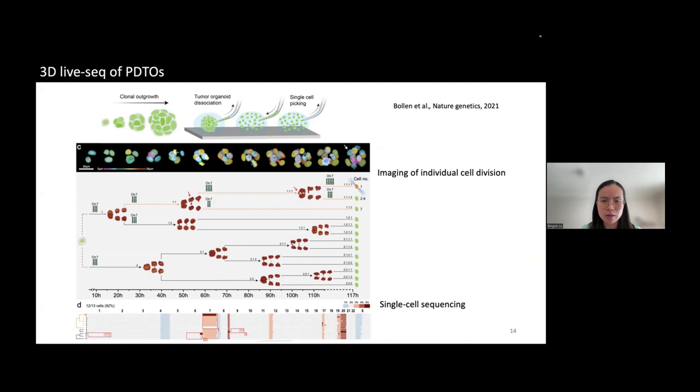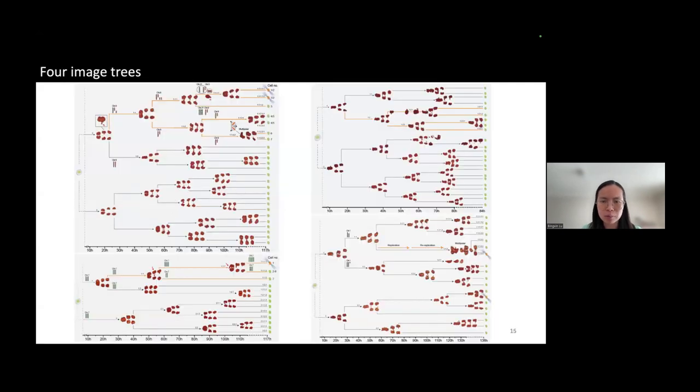Using the data, we developed a branching process model. In total, we have 4 image trees along with their single cell sequencing data. So we use this data trying to learn some important parameters of the selection rate and the selection forces.